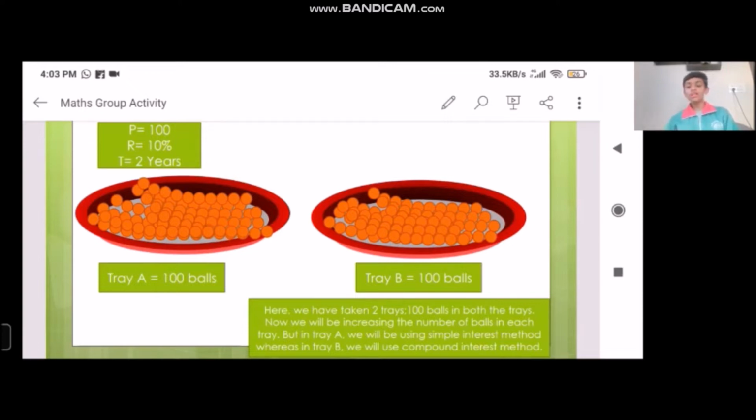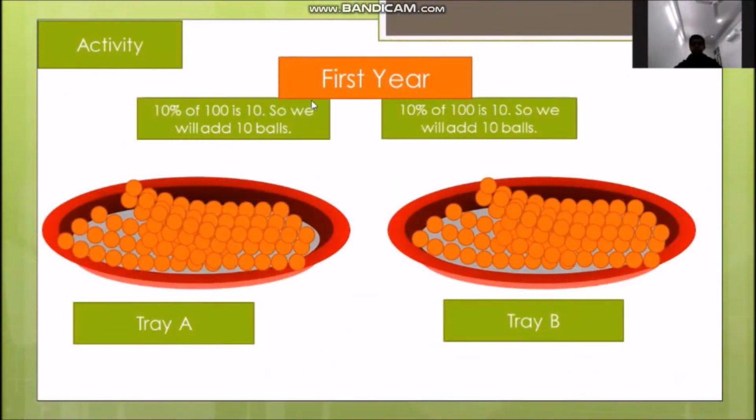And time is 2 years, that we will see after 2 years how many balls are there in tray A, in which we will be using simple interest, and in tray B, in which we will be using compound interest. Now let's come to first year. So in tray A, first we will find out 10% of 100, which is 10. So we will add 10 balls in tray A.